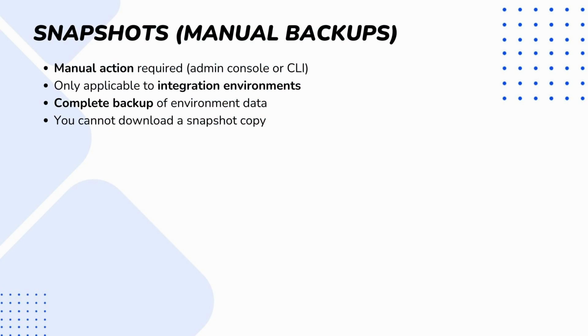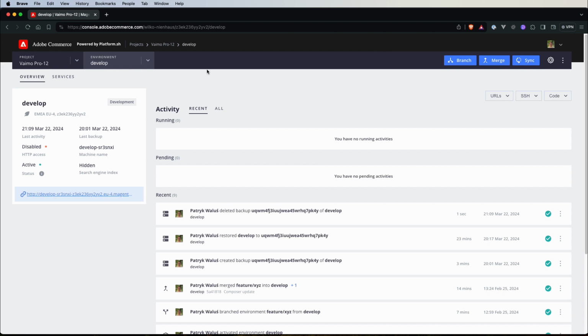We can only manage snapshots by using the Cloud Console or Magento Cloud CLI, which we'll actually do in a second. Alright, and I'm in the Cloud Console in the environment called Develop, which we will use to create our snapshot firstly in the Cloud Console, and then we will switch to Magento Cloud CLI and see the available commands that are at our disposal. Here on this overview, you can see there is this interesting field called last backup, which indicates the date of the last backup that was made on this particular environment.